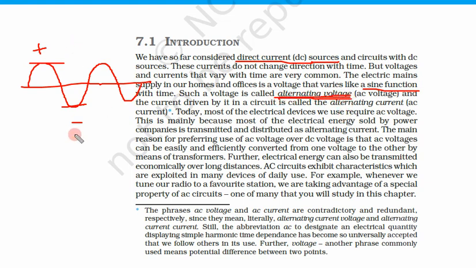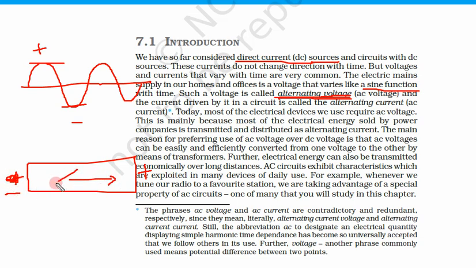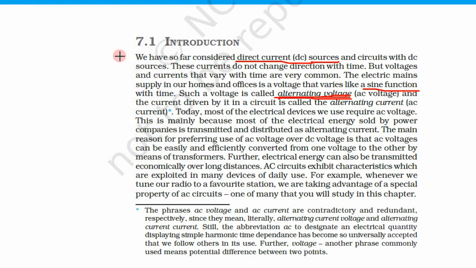Suppose this is a wire, if this is plus and this is minus, the direction of current is this way. After some time this direction changes, this becomes plus and this becomes minus, and then current starts flowing this way. So in alternating current, the current changes its direction with time, that's why it is called alternating current.